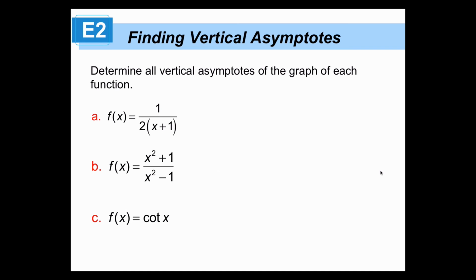It's 0 to 2 pi, but where are the asymptotes? Pi over 2 and 3 pi over 2 plus 2 pi k. And then secant? No, we did secant. Cosecant. Same thing.